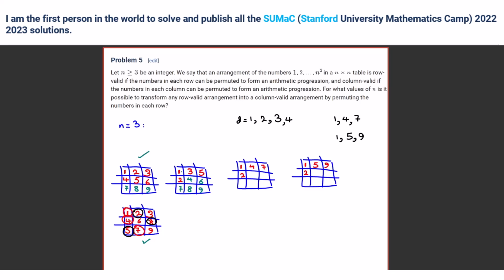Again, we can say 1, 4, 7, and 3, 6, 9, right? And the rest is same, 5, 2, 8. Okay. So this table is also good. What about this one? Common difference of 2 is what? Can be common difference 1 or 3.